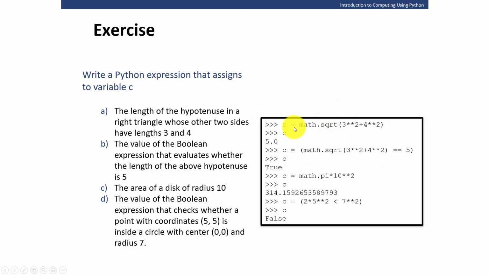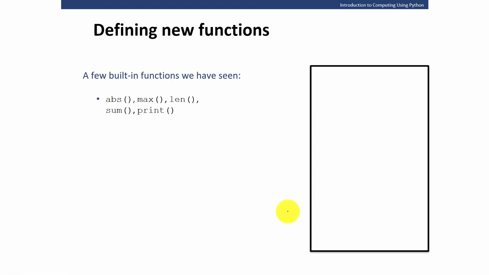Okay, so this is how we calculate the hypotenuse. And to check if it's equal to 5, actually it's equal to 5, it returns true. And to calculate the area of a circle, it's pi multiplied by the radius squared, and that's it.